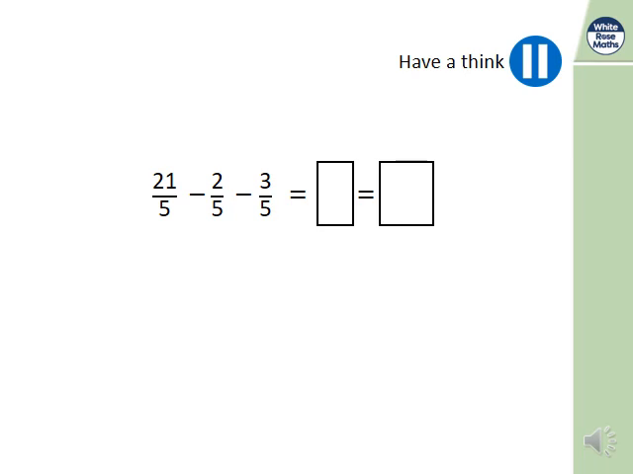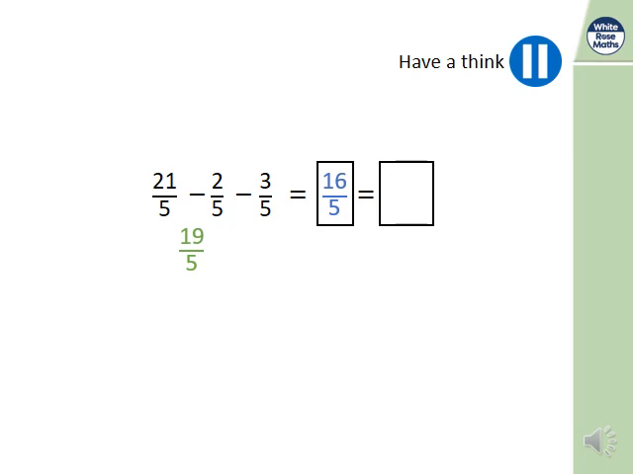Let's have a look and see. So we had 21 fifths, take away 2 fifths, take away 3 fifths. So first we should have done 21 fifths, take away 2 fifths, and that would have left us with 19 fifths. Then 19 fifths, take away 3 fifths, would be 16 fifths. That's our answer as an improper fraction.